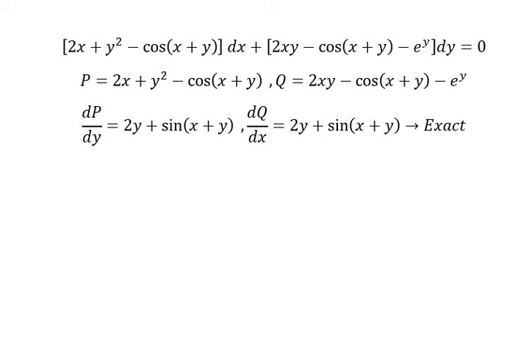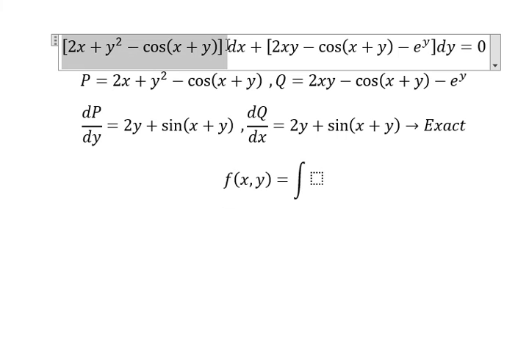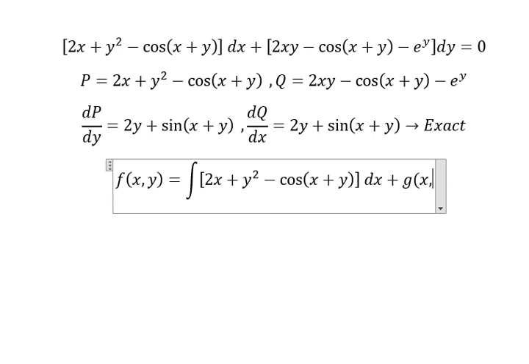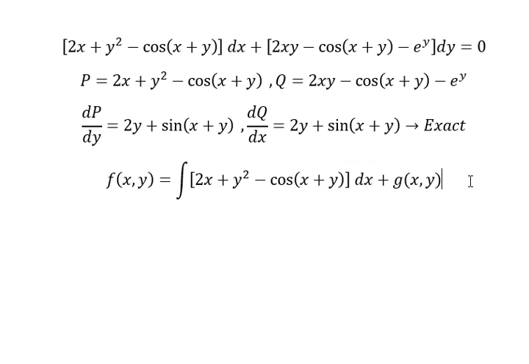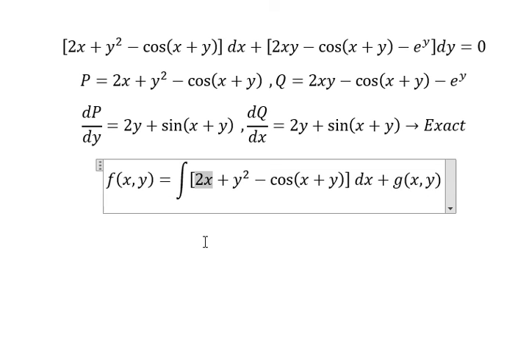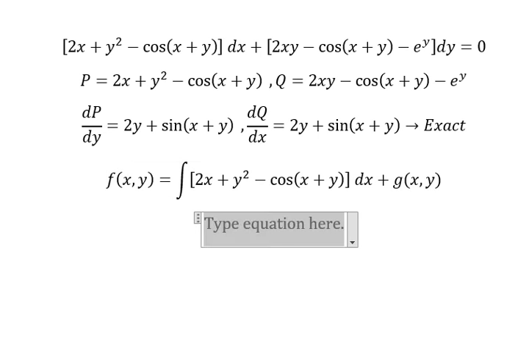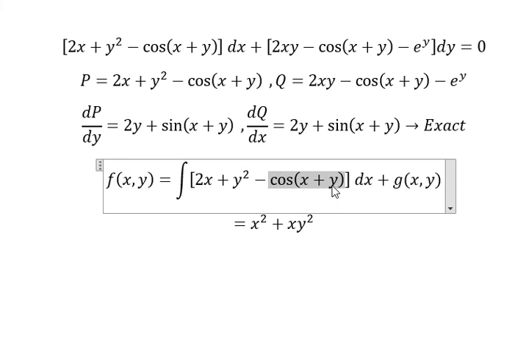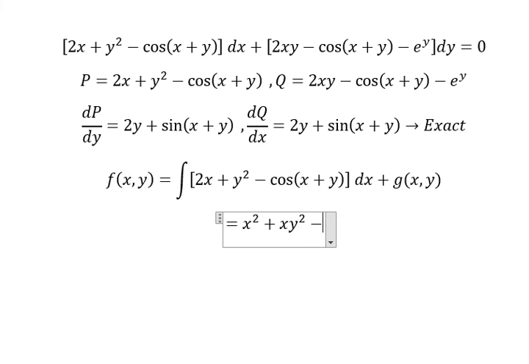Now, I will set up the function f(x,y) equals the integration. So I will choose the x plus 3xy. The integration of 2x, you get x squared. The integration of y squared, you get x. The integration of cosine xy, we will have negative sine xy in here.